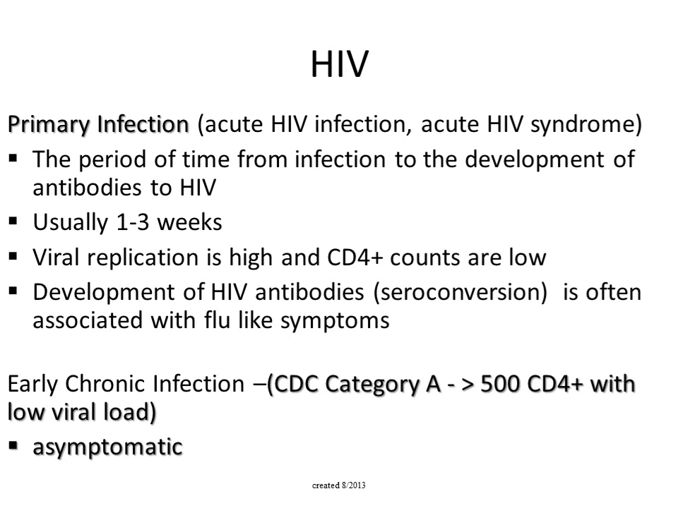Okay, so we have that early chronic infection, where we have the low viral load. The CD4 count is greater than 500. The person is asymptomatic, and it can last for 8 to 10 years untreated.